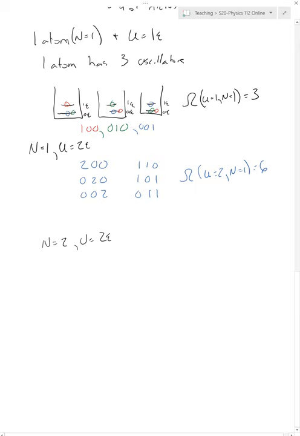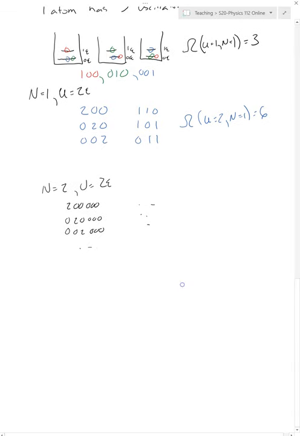So that's 6. And so you'd have to have 2, 0, 0, 0, 0, 0, then 0, 2, 0, 0, 0, 0, then 0, 0, 2, 0, 0, 0, and so on and so forth. And there are a lot more of these because I'd also have to distribute all the ones across there and things like this. Many more states. And so this is quickly going to become very unwieldy. We don't want to have to do this every time.